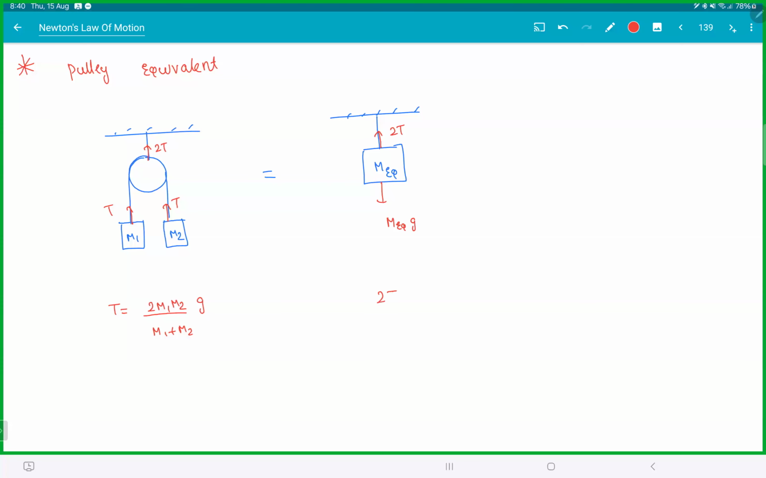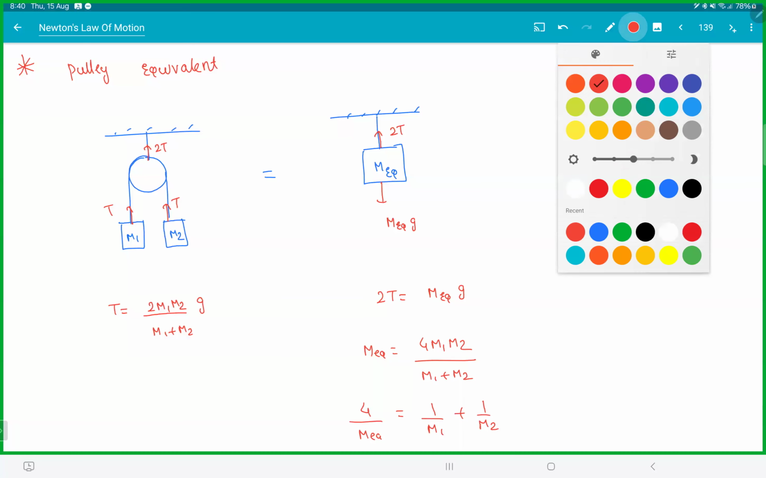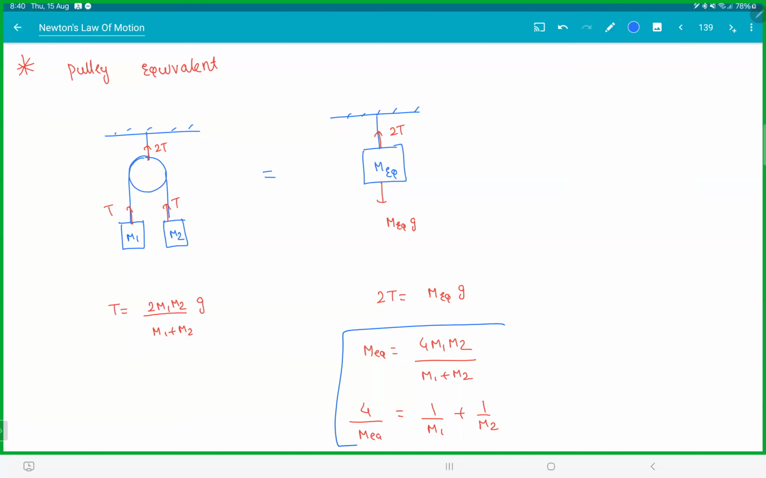So 2T would be m equivalent into g. Substitute here, you end up with m equivalent will be 4 m1 m2 by m1 plus m2, or 4 by m equivalent is 1 by m1 plus 1 by m2. There you can simply replace that entire pulley with this formula. You can replace it with a single block, but it is not m1 plus m2. This is valid even if the pulley is accelerating.